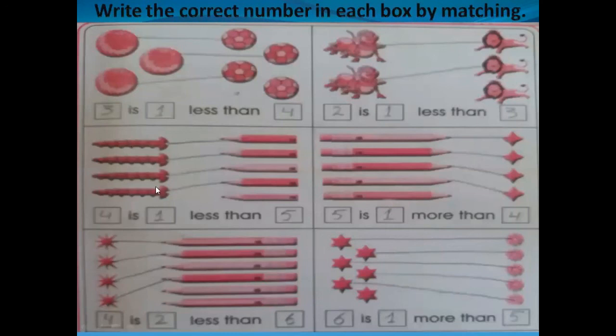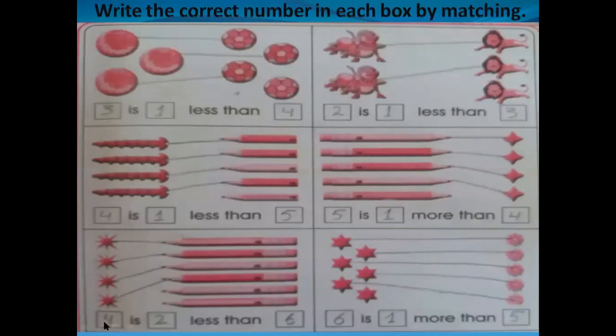Now, how many screwdrivers are here? 4. So 4 is less because we left here 1 pencil. So 4 is 1 less than 5. Okay, here we see how many pencils? 5. So we write here 5. The number of pencils is 1 more because there are 4 stars here. So 1 pencil is more. So 5 is 1 more than 4.